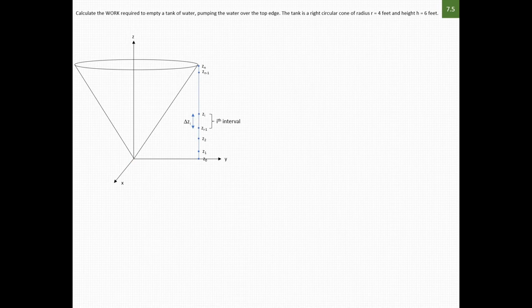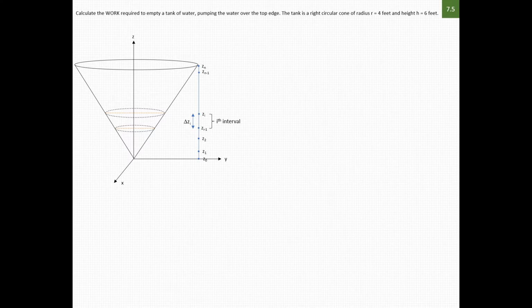I'll start with a partition delta on the z-axis. The interval 0 to 6 is cut into n intervals. I'll work on the ith interval from z sub i minus 1 to z sub i. The plan is to calculate the work done by the force on the ith interval of that partition.